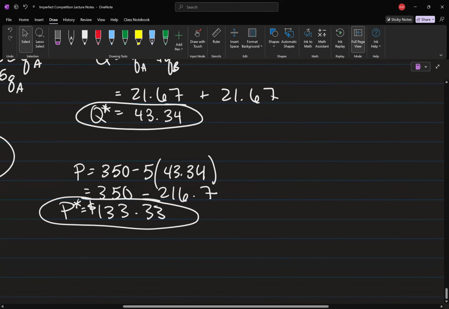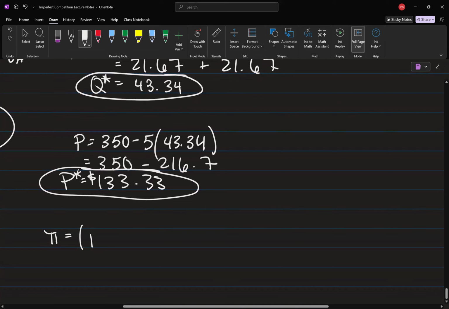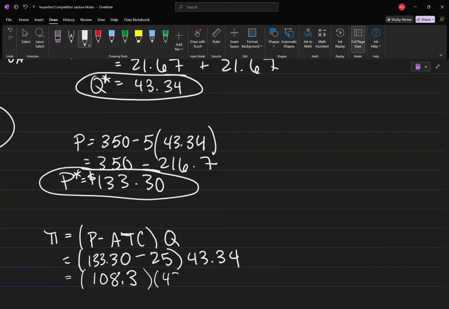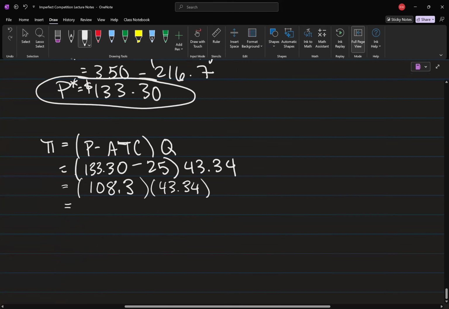Last thing we need to find is the market profit. So profit here is going to be price minus average total cost times market output. We know average total cost is constant at 25 because we found it before. The price in this scenario is, sorry, this shouldn't be 133.33. It should be 133.30. It depends again how you round. So price is 133.30 minus 25 times 43.34. So 133.3 minus 25 is going to leave us with 108.3. And we're going to multiply that by 43.34. And that will give us profits for this industry of $4,693.72.